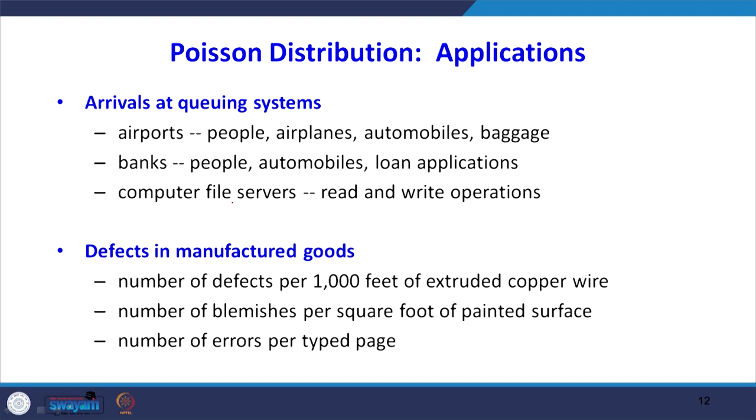The defects in manufactured goods can be considered an example of the Poisson distribution. For example, number of defects per 1000 feet of extruded copper wire. See that n is very large and the probability of success is very low. Another example is the number of blemishes per square foot of painted surface. A blemish is a kind of defect in paint. Number of errors per typed page. These are examples of the Poisson distribution.